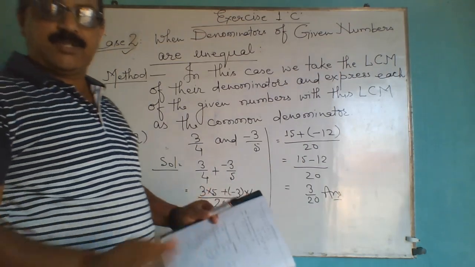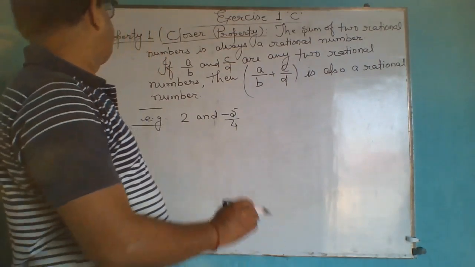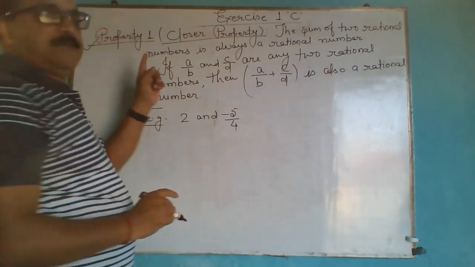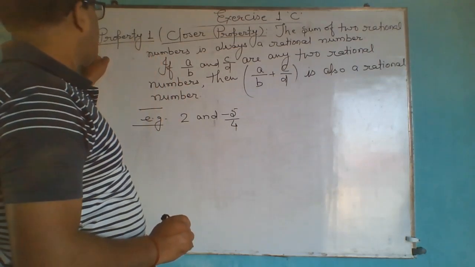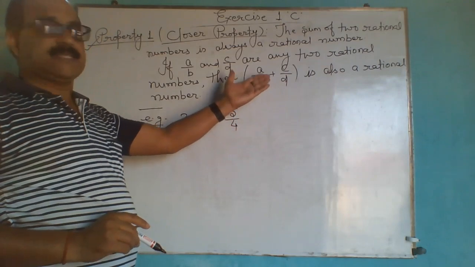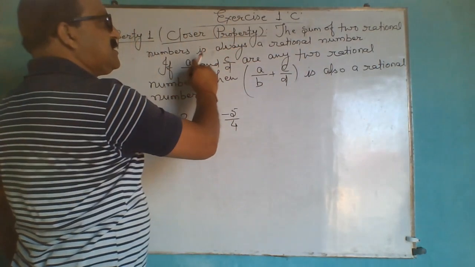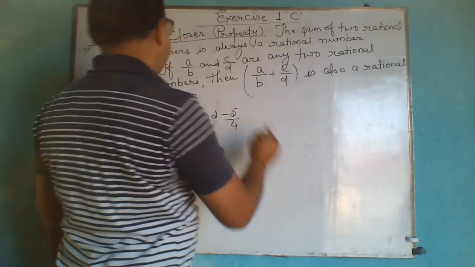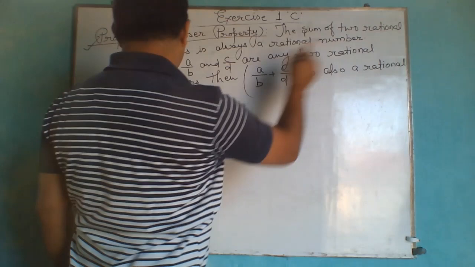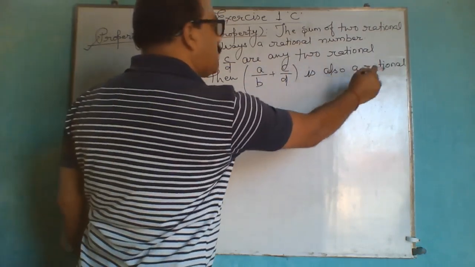Now the next property, the next case, which you have already read for integers: property 1, closure property. But here we will read it for rational numbers. The sum of two rational numbers is always a rational number. If a by b and c by d are any two rational numbers, then a by b plus c by d is also a rational number.